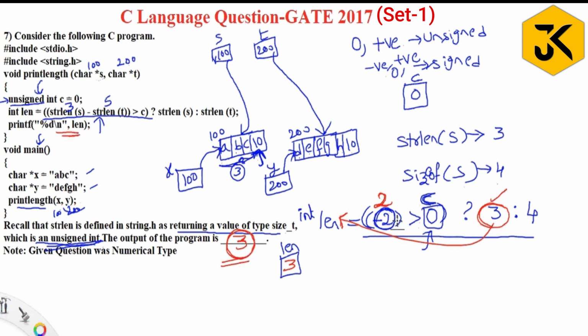Guys, you need to understand that whenever we compare a negative signed value with an unsigned integer value, it automatically considers the signed value as unsigned as well. Once you understand this point, you can solve this directly. I hope you got clarity on string length and sizeof, and on what happens when you compare with unsigned operands. With clarity on these two points, you can solve this question. I hope you understood. Thank you.